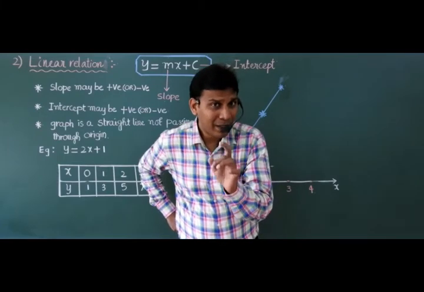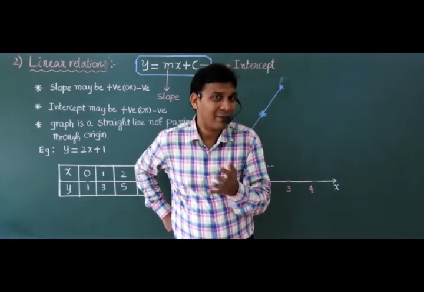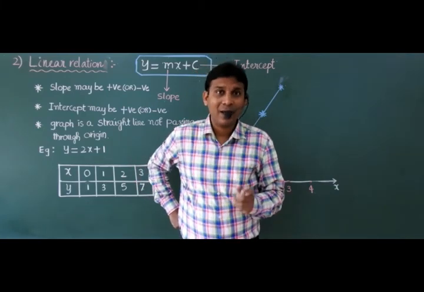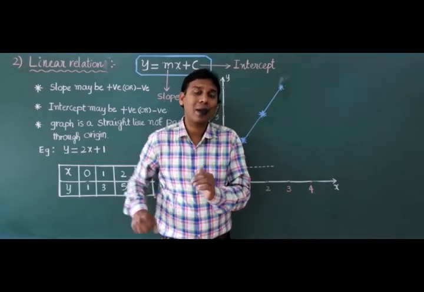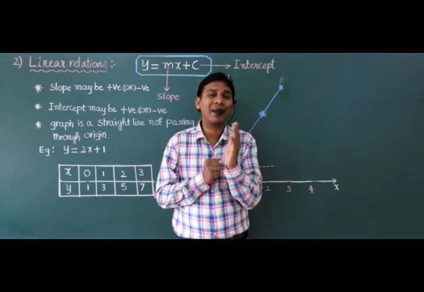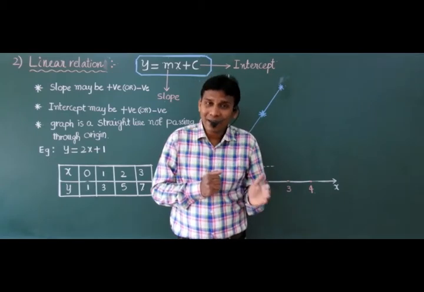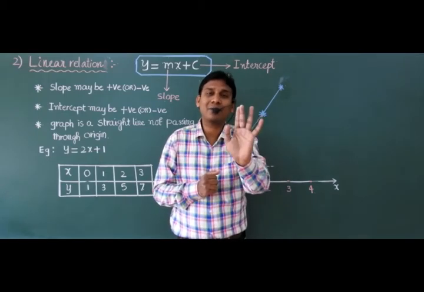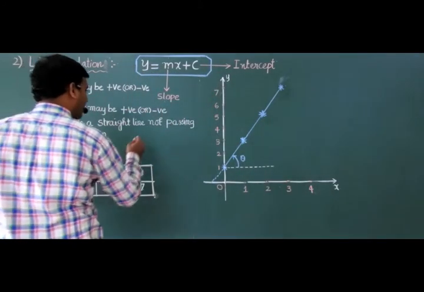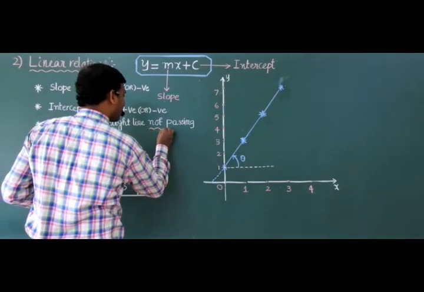Y is equal to mx. What is the nature of the graph? The graph is a straight line passing through origin. If it is y is equal to mx plus c, what is the nature of the graph? The nature of the graph is, it is a straight line but not passing through origin. Remember, it is a straight line but not passing through origin.